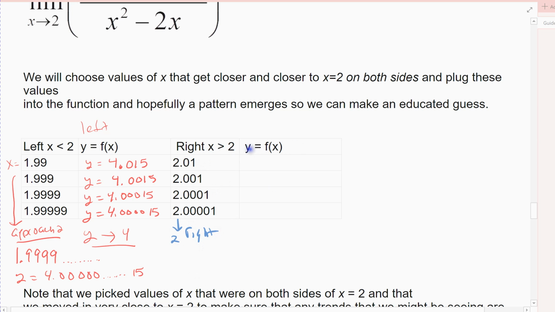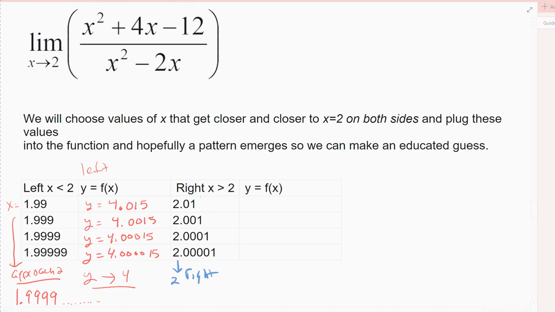And what does the function do? So again, I'm going to take my 2.01 and plug it into this function inside the limit to find the y value. All right, that's how I get the y value out. And when I do, it comes out 3.985 when I plug 2.01 in.